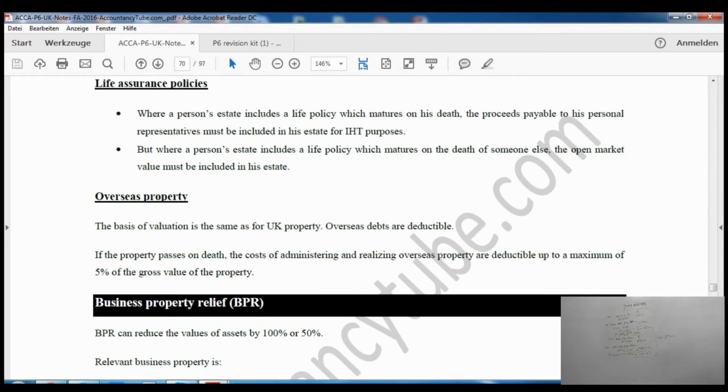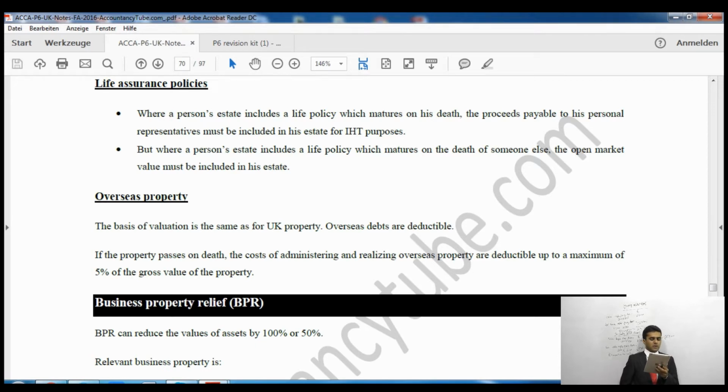right? Then it says life assurance policies. So if, say for example, Mr. A had a life assurance policy which matures on his own death, we'll have to include that in his death estate. Whereas if Mr. A had insurance which matures on someone else's death, then we'll have to take the proportionate method. Now, as you can see on your screen, where a person's estate include a life policy which matures on his death, the proceeds payable to the personal representative must be included in his estate for IHT purposes.